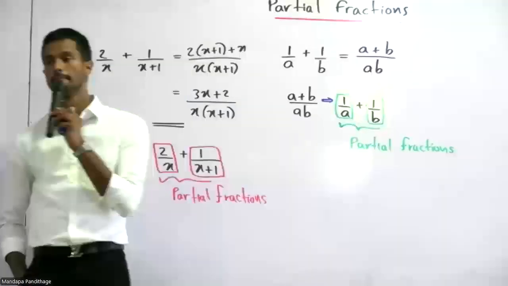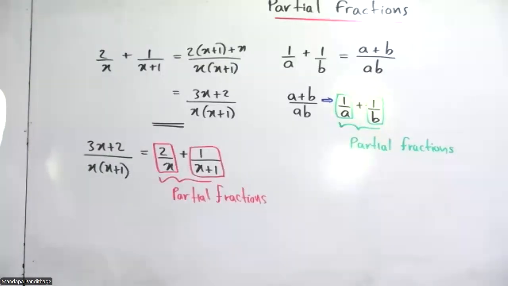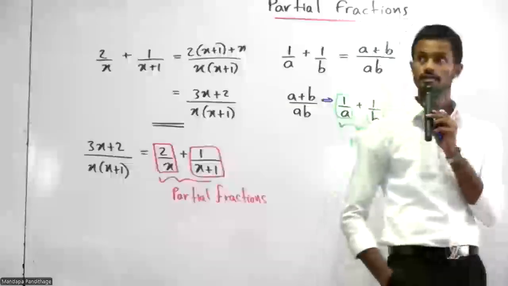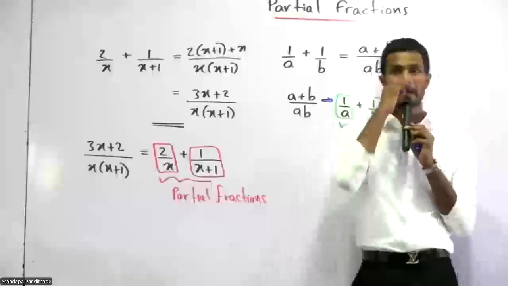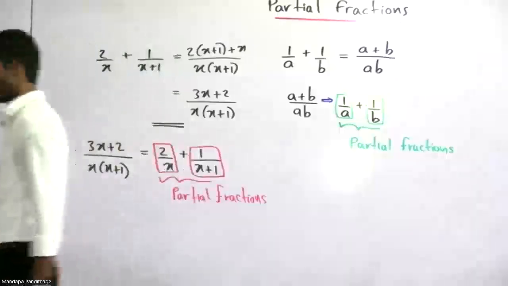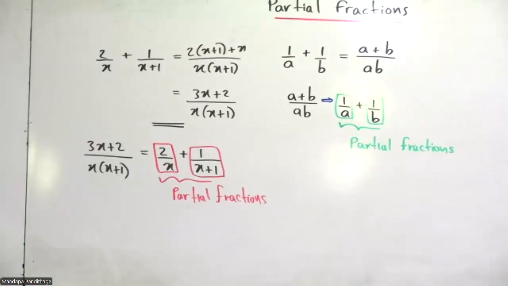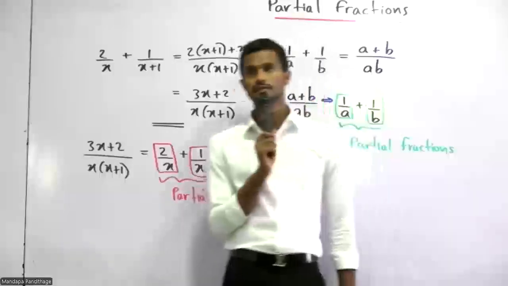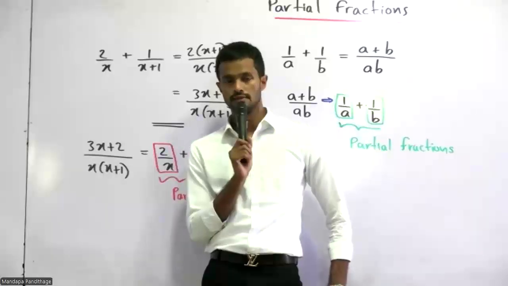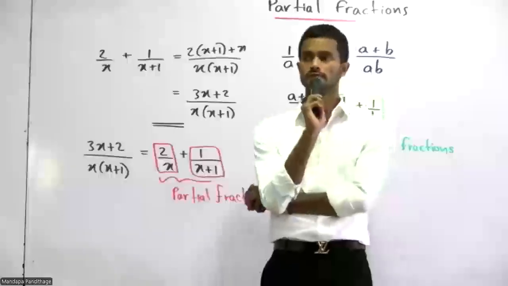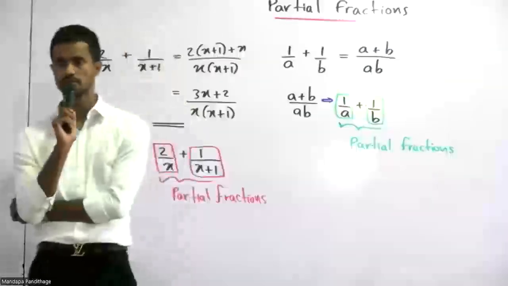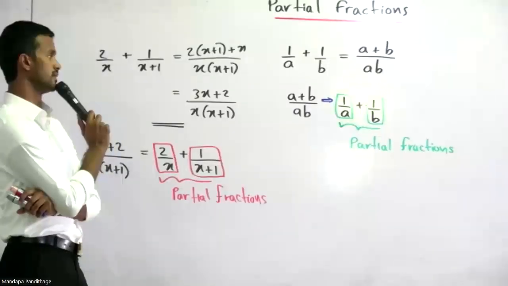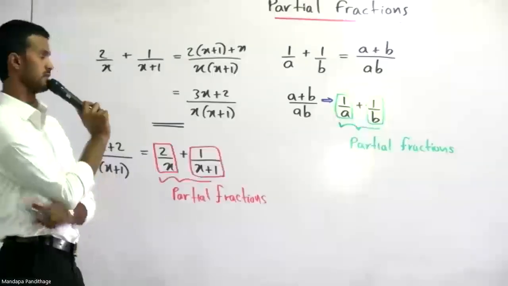The simplest form of the initial fractions that a rational function is made of are considered as the partial fractions of the rational function. Okay, so it is clear.